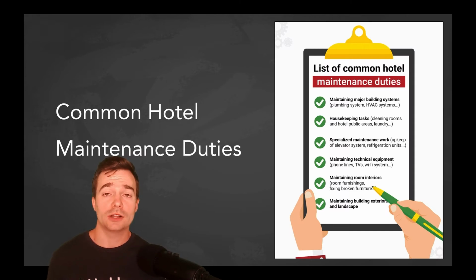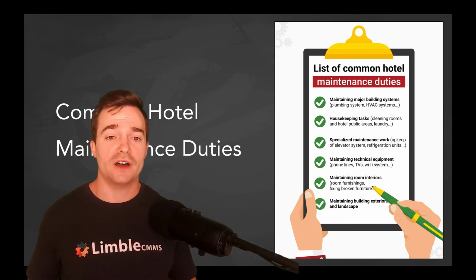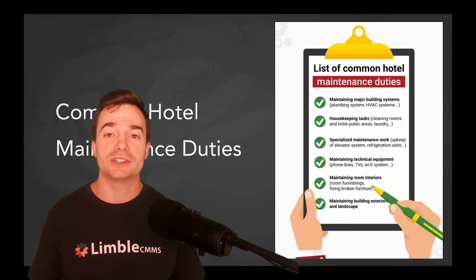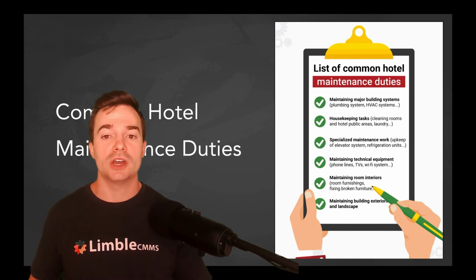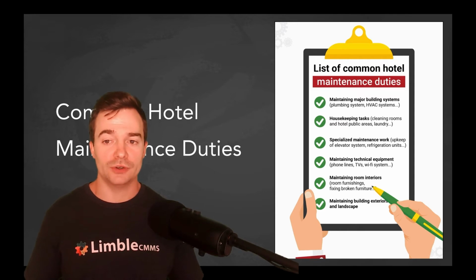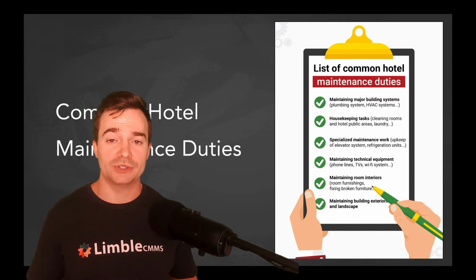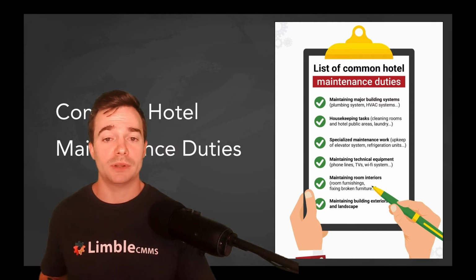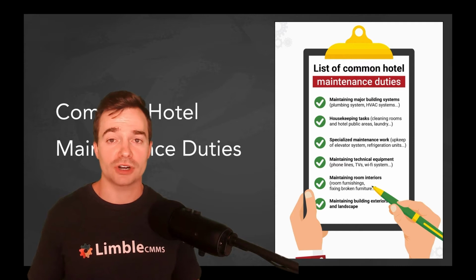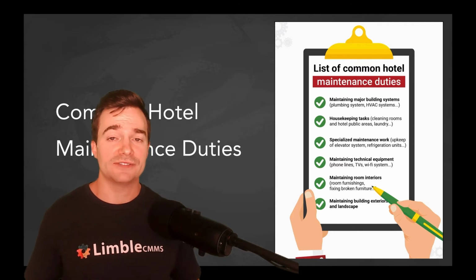Now let's go ahead and take a look at some of the common hotel maintenance duties. While the exact range of maintenance activities varies based on the type of facility we are looking at, the core range of duties generally stays the same across the hotel industry. That includes maintaining major building systems. This means the plumbing system, electrical infrastructure, the lighting, and the HVAC systems.